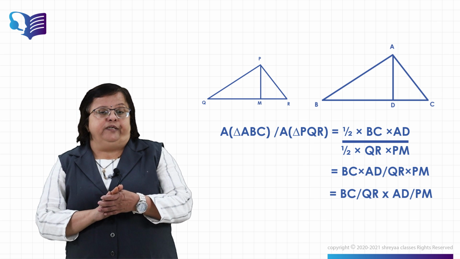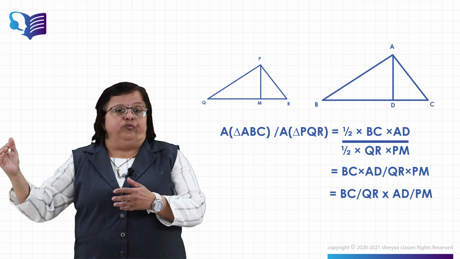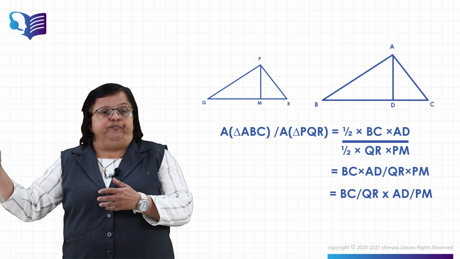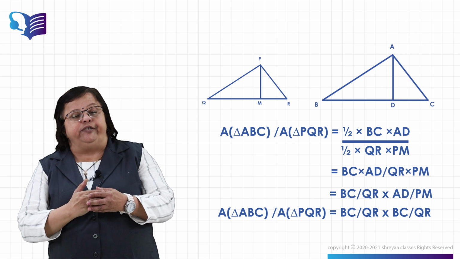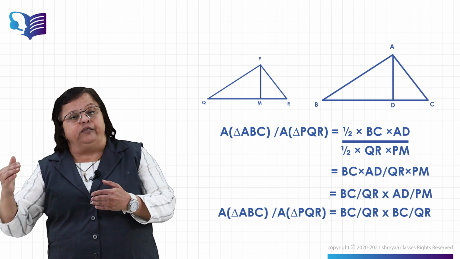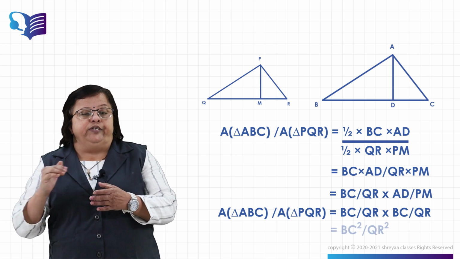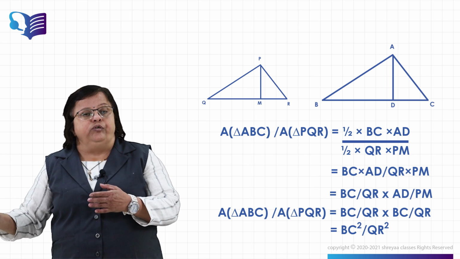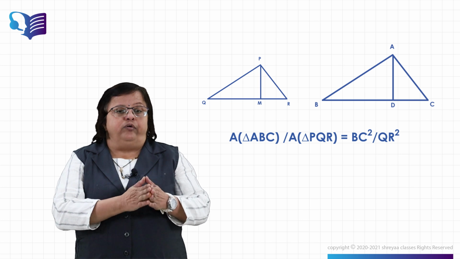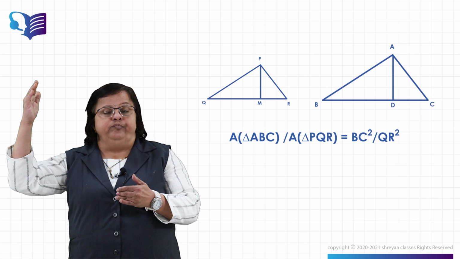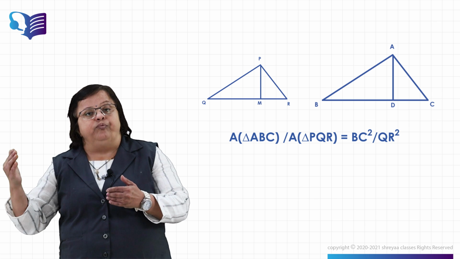Isn't it? Yes. So what do we write here? That means this BC upon QR and into AD upon PM we can write as again BC upon QR. Therefore, area triangle ABC upon area triangle PQR is equal to BC upon QR into BC upon QR, which is equal to BC square upon QR square. In this way, we get area triangle ABC upon area triangle PQR is equal to BC square upon QR square. So this way we have proved the theorem.